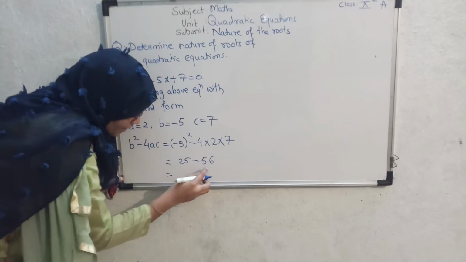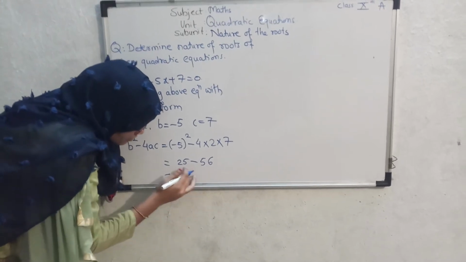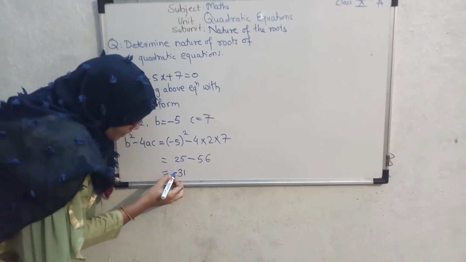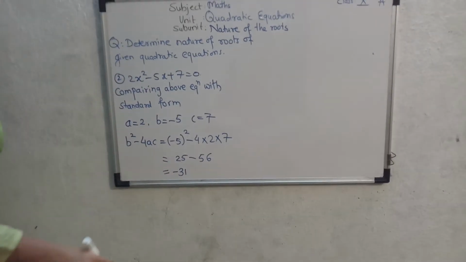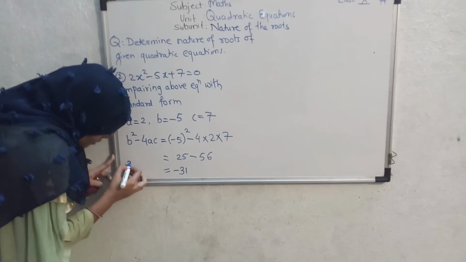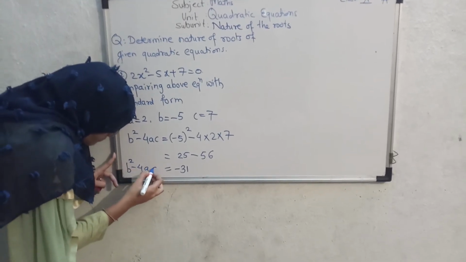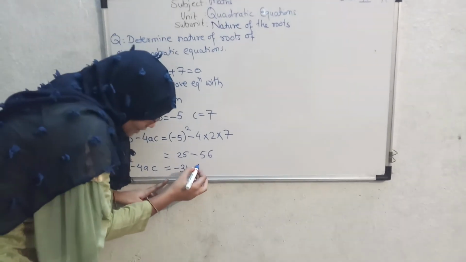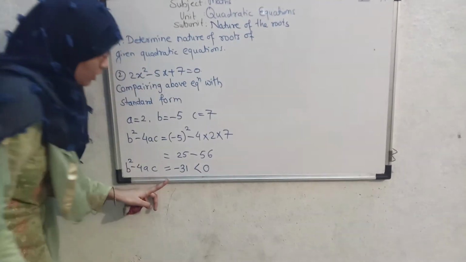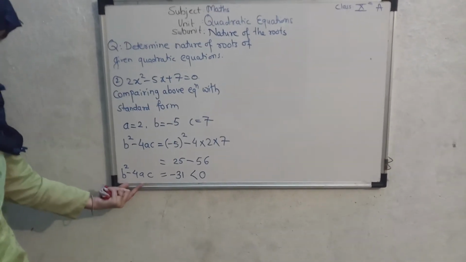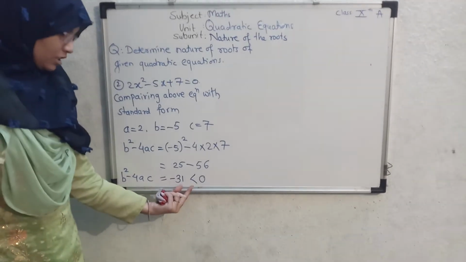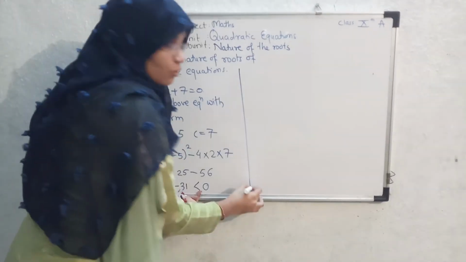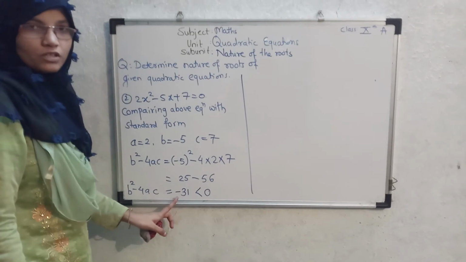Now subtract them. We got 31, with the sign of the bigger number, that is minus 31. We got the value of b square minus 4ac as minus 31. This is a negative number, less than 0. We got the value of discriminant is less than 0. Therefore roots are not real. If it is negative, the roots will not be real.